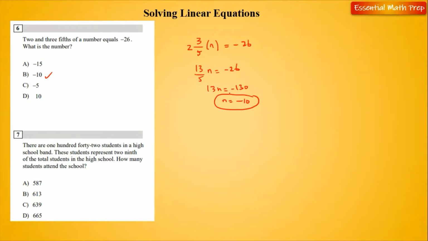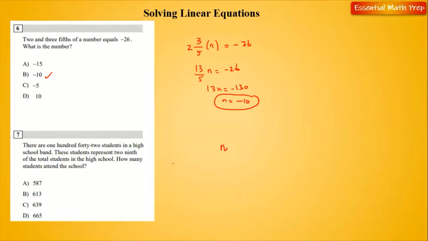Okay. There are 142 students in a high school band. These students represent 2/9 of the total students in the high school. How many students attend the school? We don't know how many students attend the school, so let's call it n, right? There are 142 students in a high school band. These students represent 2/9 of the total students in the high school, right?